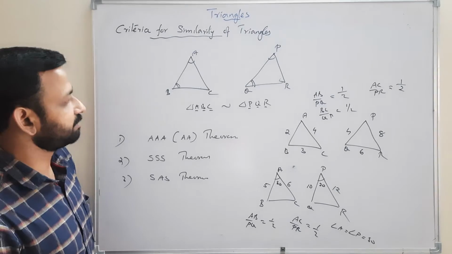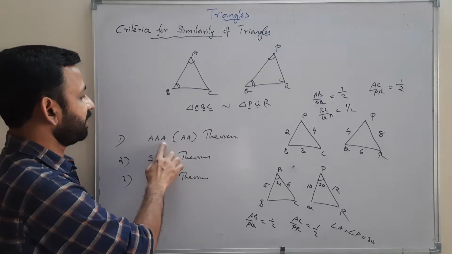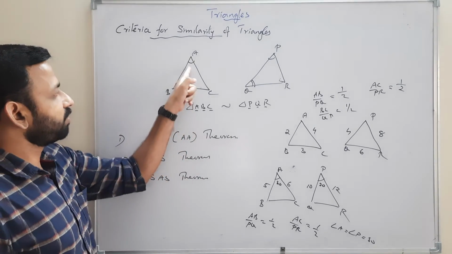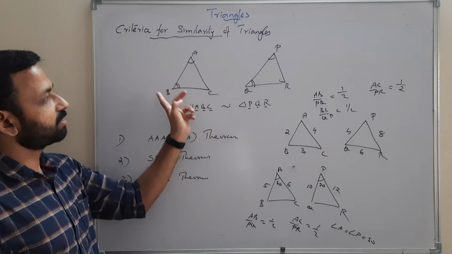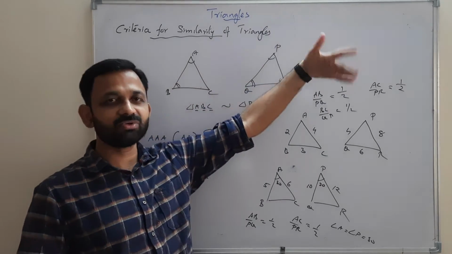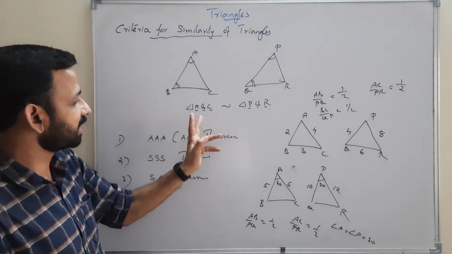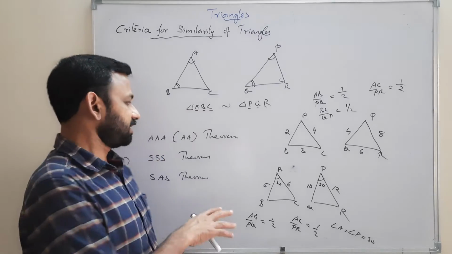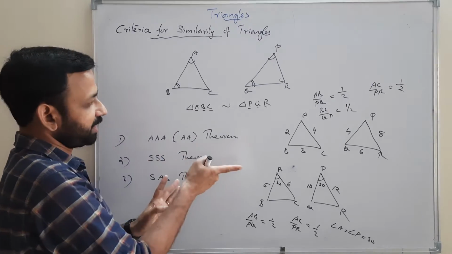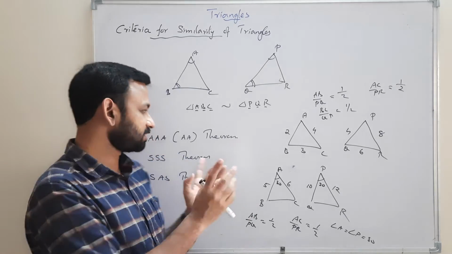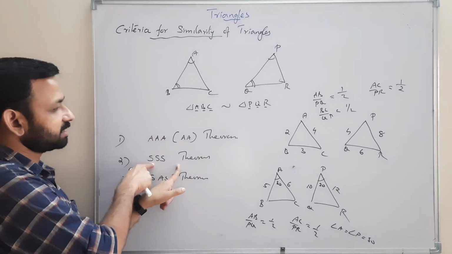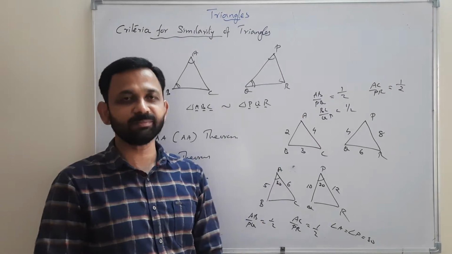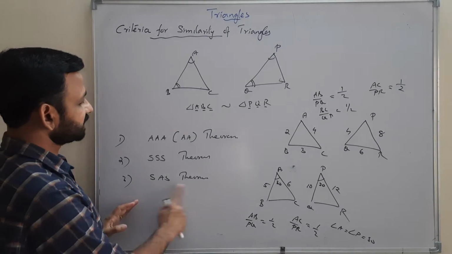We have only three theorems. First one is the AAA similarity theorem or AA similarity theorem. If two angles or three angles of one triangle are equal to two or three angles of another triangle, then the two triangles are similar. That is the AA theorem. Then the SSS theorem. In similarity, the sides need not be the same; the sides should be in the same ratio. But in congruency, sides should be the same. If the corresponding sides are in the same ratio, then the triangles are similar. That is the SSS theorem. Then the SAS theorem.